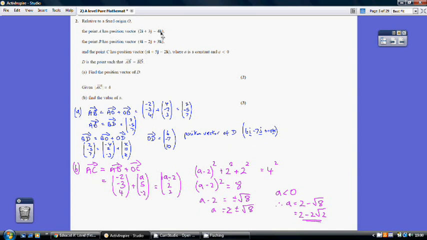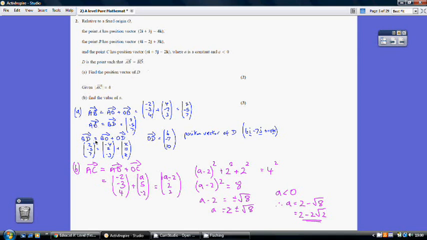So A to O is the reverse of this. So that's minus 2, minus 3, plus 4. And O to B is the position vector of B, which is 4, minus 2, 3. So adding these together, we get the vector A to B being 2, minus 5, 7, which is also what B to D must be, because they're equal.